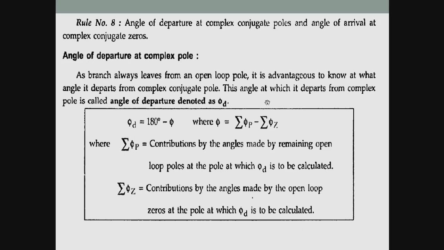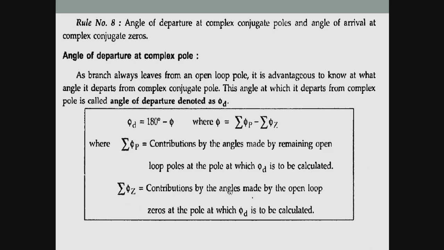So let me take the first one, the angle of departure of our complex pole. So how do we get this? Phi d is equal to 180 degrees minus phi, where phi is nothing but the summation of phi p minus phi z. What are phi p and phi z? They are the contributions of angles made by the remaining open loop poles at the point at which phi d is to be calculated.